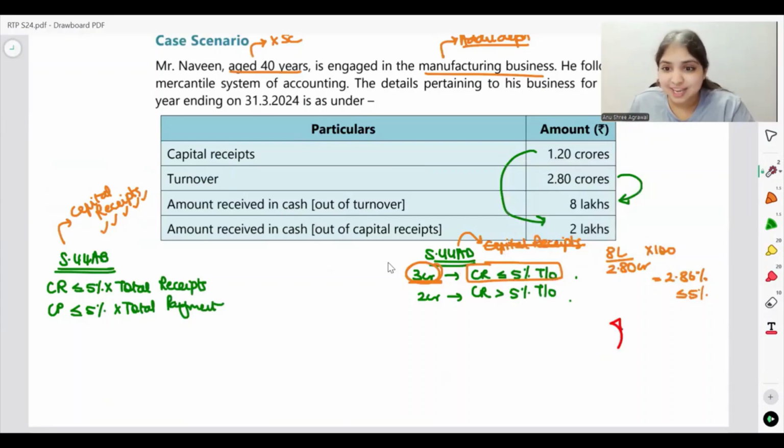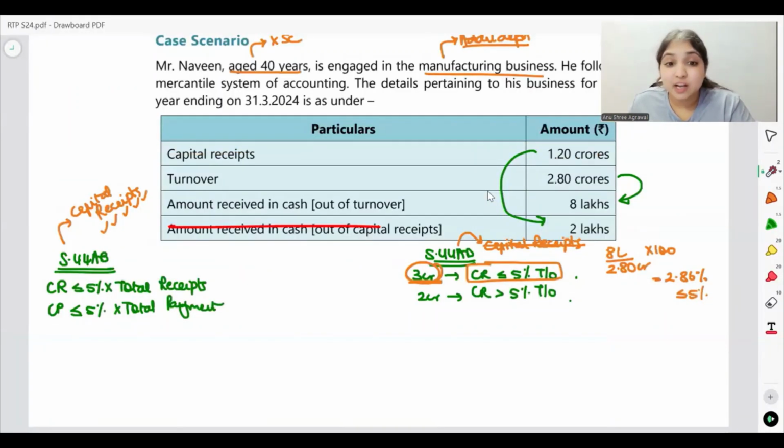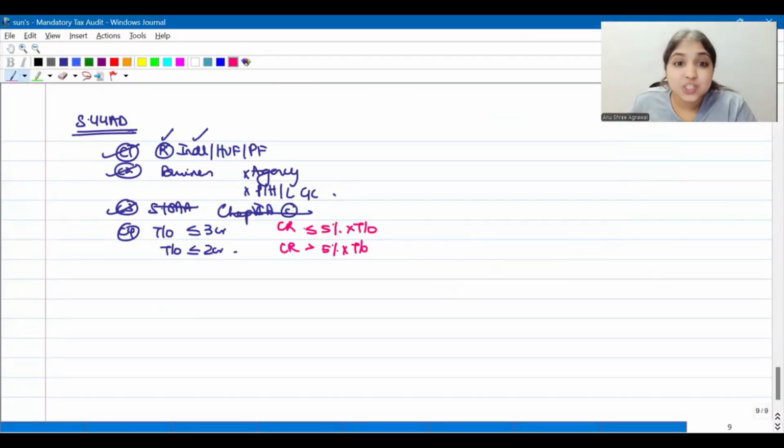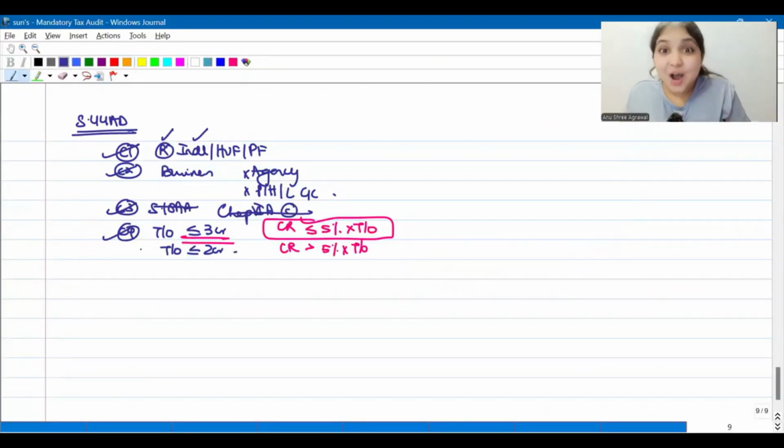We already did that checking guys. We said that in 44AD, I am looking only at turnover. I am not looking at capital receipts. We ignored capital receipts and we considered only these two numbers and it was only 2.86%. It was within 5%. So which situation will apply to us? 3 crore limit guys. So is the assessee's turnover within 3 crore? Yes, it is within 3 crore. Now did you understand? Yes, everybody. So all my conditions are fulfilled.